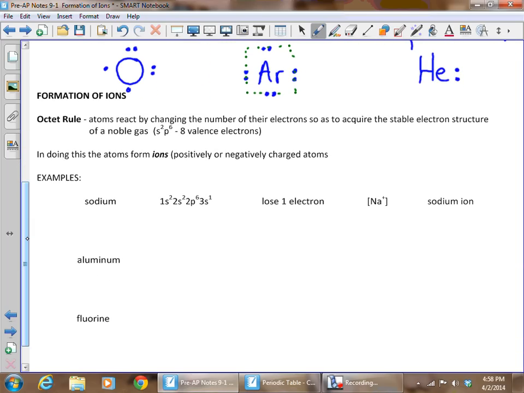So, formation of ions. These valence electrons, again, are involved in the formation of ions. When these atoms start to bond, they're going to gain electrons or lose electrons in order to reach a stable, actually a better term would be low energy electron structure.